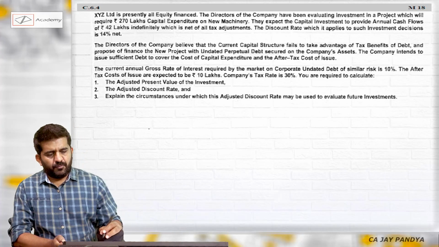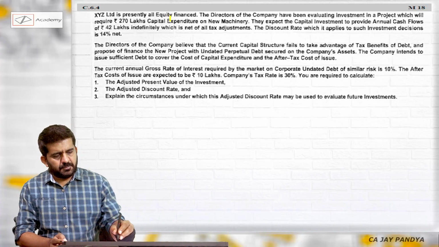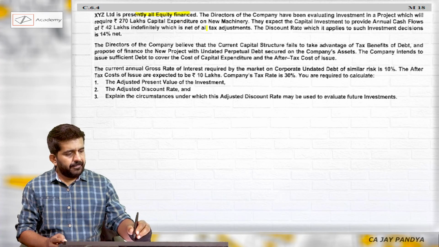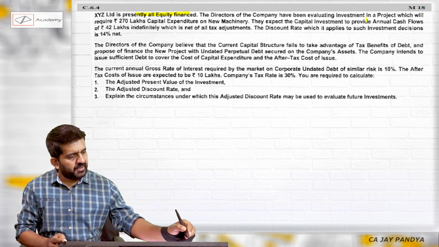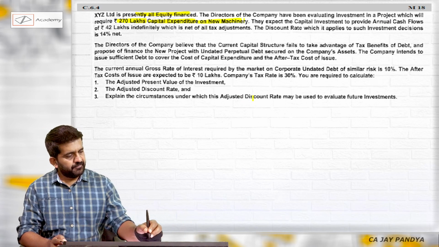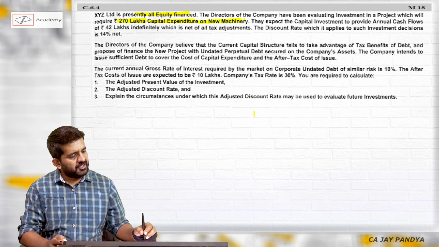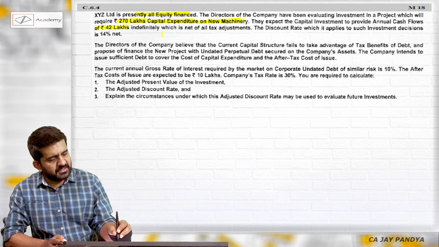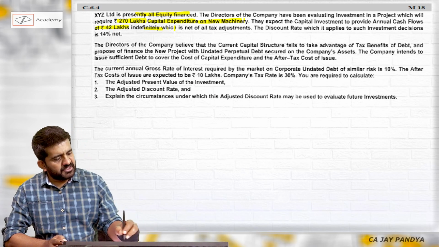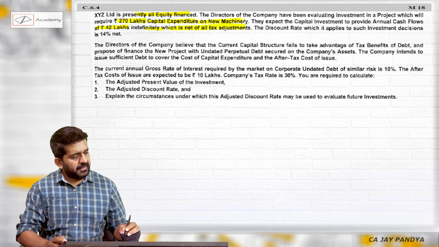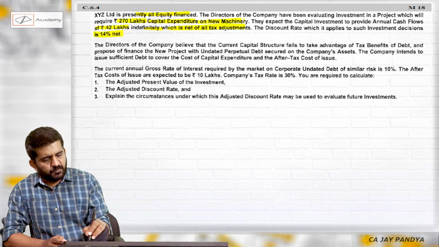XYZ Limited is presently all equity financed. So this is an unlevered firm. The director of the company has been evaluating an investment in a project which will require 270 lakhs capital expenditure on new machinery. They expect the capital investment to provide an annual cash flow of rupees 42 lakhs indefinitely, which is net of all tax adjustments. The discount rate which it applies to such investment decisions is 14% net.